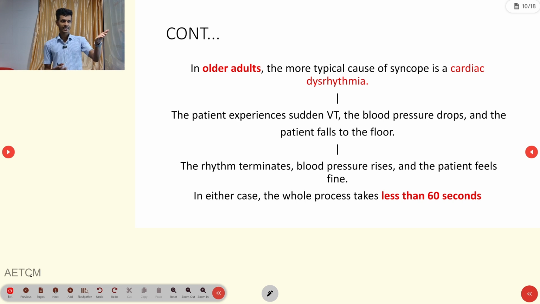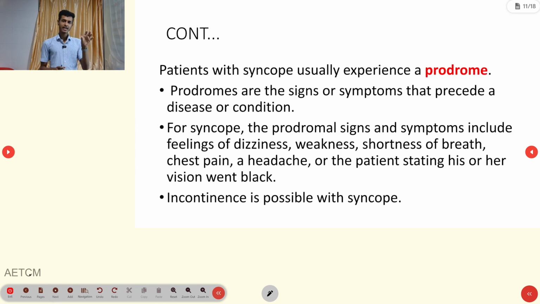So here the person experiences sudden ventricular tachycardia, and because of that the blood pressure will drop, and because of that the person falls on the floor, which is causing the syncope. So the rhythm terminates, blood pressure rises to normal, and again the person will return to a normal state. It will take less than 60 seconds. The major important thing is that in adults it occurs because of vasovagal. If it is an older person, cardiac arrhythmia is one of the major causes of syncope.